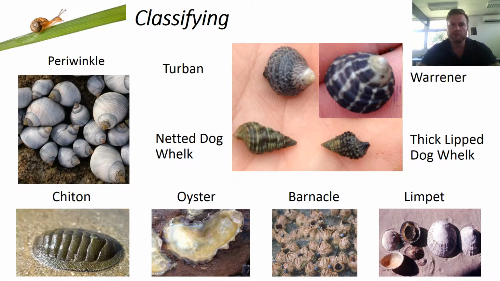Here are some of the animals that we're going to be looking at. So the top row, periwinkles, turbans, our whelks, warreners, they're examples of our gastropods and our snails, so we're going to be focusing on these guys as well. Chitons, oysters, barnacles and limpets aren't gastropods, but they are types of mussels, and we'll also be doing some work with those, just noting their abundance and where they're located as well.